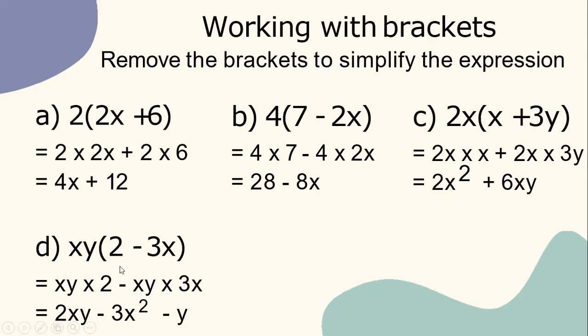And number 4, you have xy in the bracket 2 minus 3x. It means xy times 2 minus xy times 3x. So the answer should be 2xy minus 3x to the power of 2 y.